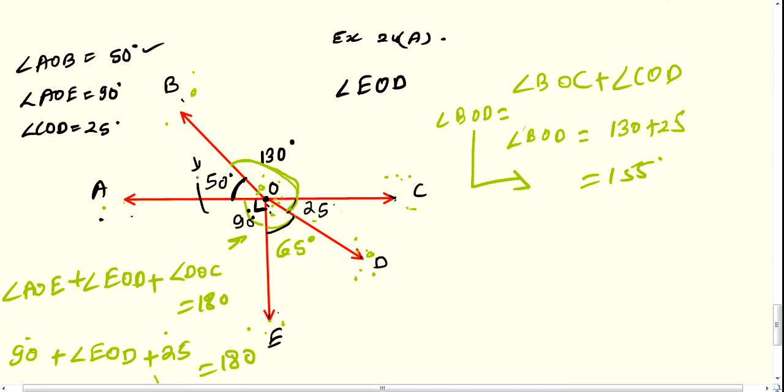So reflex angle BOD that we have to find. As you know, the total sum of all angles about point O is 360. And BOD we have already calculated, which is 155. So simply we will subtract this value from 360. This angle we will subtract from this total angle, so we will have the value from this to this.